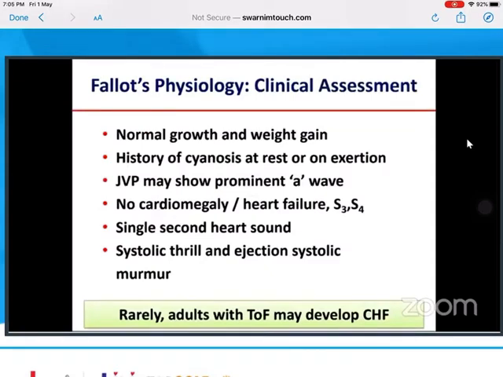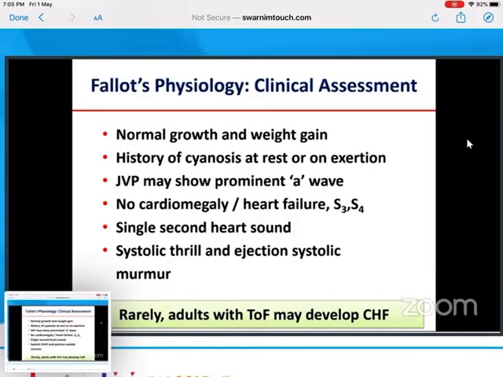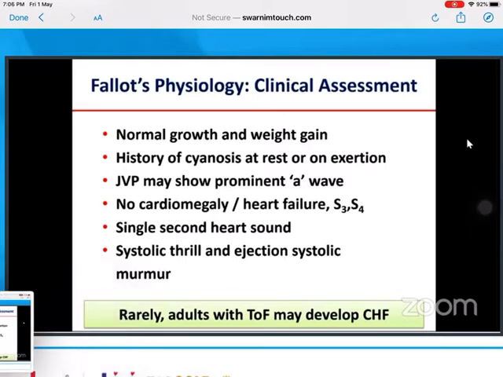I've already said that when I was comparing with Eisenmenger syndrome. Cyanosis increasing on exertion, JVP not raised but may show prominent A waves, and no cardiomegaly, no heart failure, no third heart sound, no fourth heart sound, just a single second heart sound and a systolic murmur. The severity of murmur depends on the severity of cyanosis, inversely related. But we must remember that in adults, rarely you may have congestive heart failure in tetralogy patients. And I think that's another question often asked in the exam: enumerate the causes of heart failure in tetralogy of Fallot.